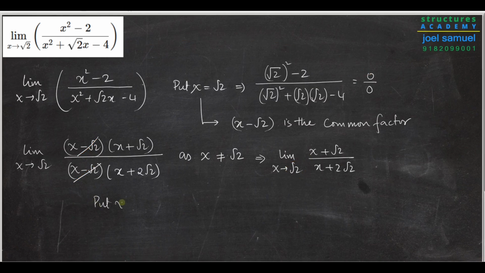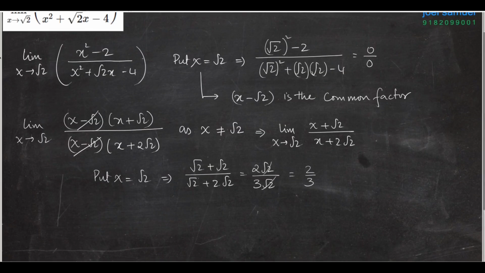So put x is equal to root 2 implies root 2 plus root 2 divided by root 2 plus 2 root 2. Root 2 plus root 2 gives us 2 root 2. Root 2 plus 2 root 2 gives us 3 root 2. The root 2's get cancelled and you end up with 2 by 3, which is the limit value. Therefore, the limit as x approaches root 2 of x square minus 2 divided by x square plus root 2x minus 4 is equal to 2 by 3, and that is the final answer.